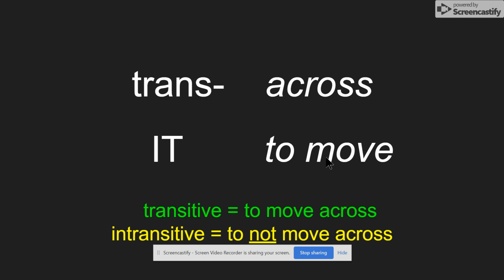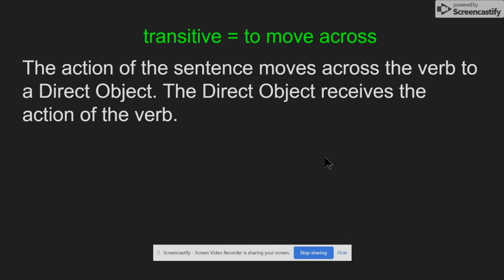And intransitive gives us the negative prefix in, which means not. So intransitive means to not move across. Those meanings apply to how we're going to be talking about those verbs. Transitive means to move across. In other words, the action of the sentence moves across the verb to a direct object. The direct object receives the action of the verb.